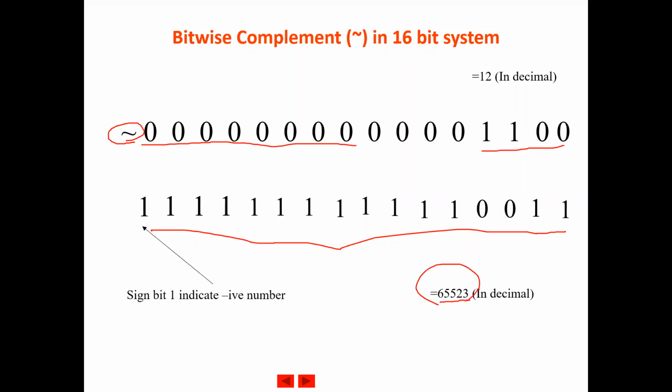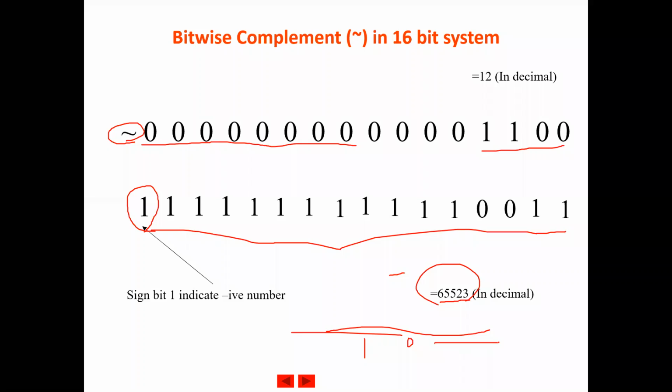65,523. Understood? One more thing: if you have given signed, or we have declared the variable as int, then the first bit will be taken as a sign bit, and you will be getting a minus value. It may not be this value either, minus some value, because when you consider the sign bit, the number of bits available is again the same. If it is an integer, you will have only 2 bytes, but it will be distributed: one byte is taken for the negative values, and one byte for the positive values.